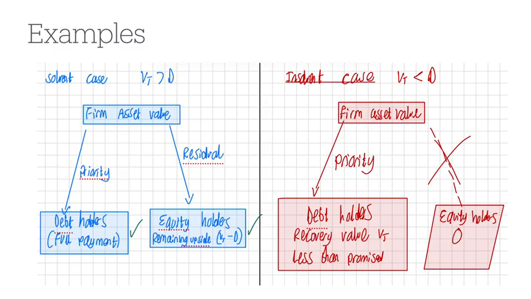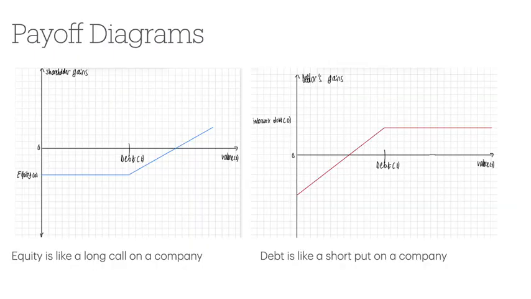Let's look at the payoff diagrams to get the big idea of the Merton model. Equity acts like a long call. The original investment in the equity is like the premium for a long call option, whereas debt behaves like a short put on a company. This means that we can use the Black-Scholes model for equity and for debt. However, for this, we have to assume that we know the asset value and the volatility of the asset value at all times, which in practice is quite challenging.